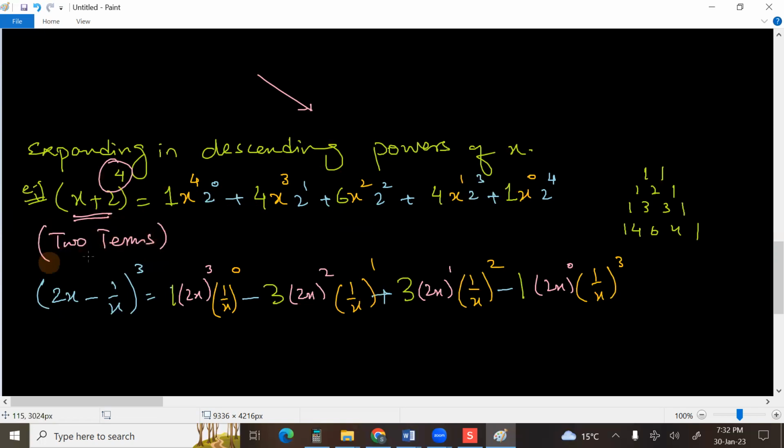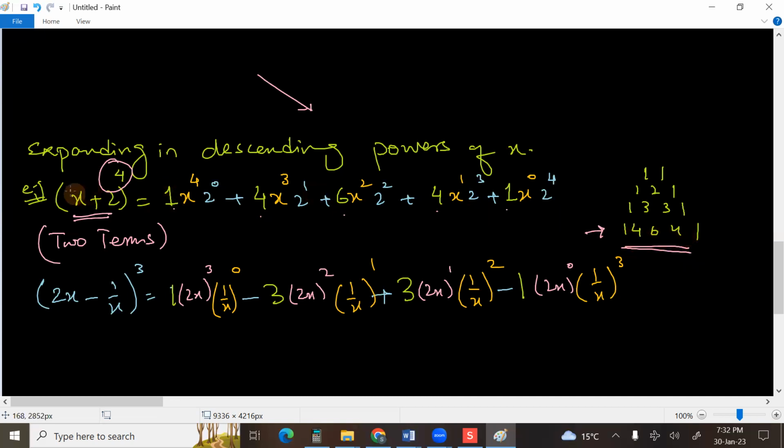It's a polynomial with two terms in it, and we are expanding it up to the power 4. So I constructed the layer 4, and look at the coefficients: 1, 4, 6, 4, 1. I got these coefficients from the fourth layer of the Pascal's triangle.